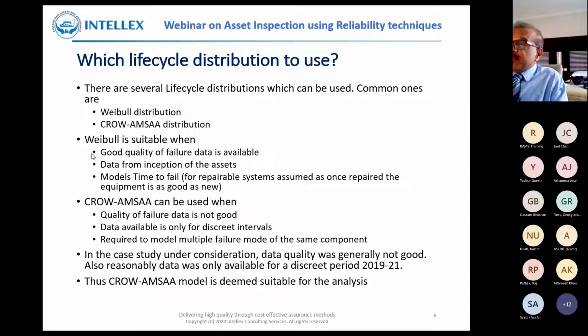So in this case study, the data quality was generally not good. That is the first issue with some of the railways, especially the old railway. If you don't collect the failure data, you have no chance to improve. There is some reasonable data for the last 3 years, which we collected from 2019 to 21. So then we decided, OK, the CRO-AMSA model is suitable for this analysis.